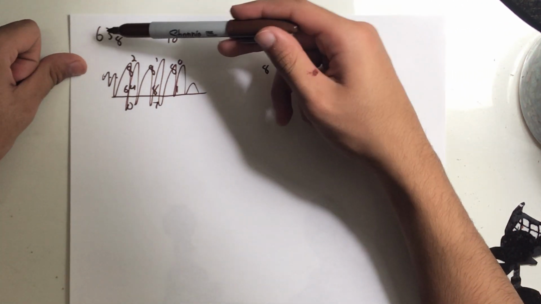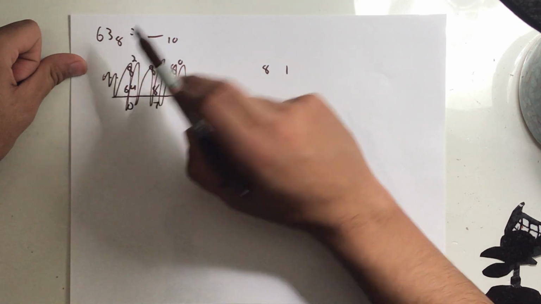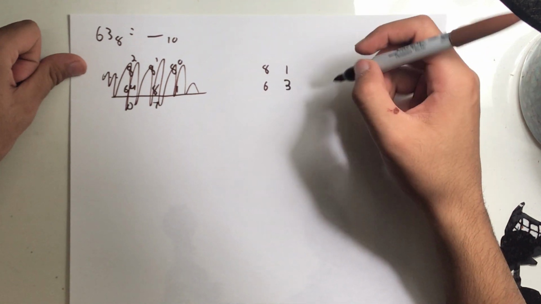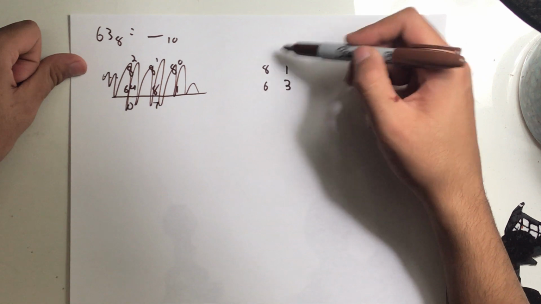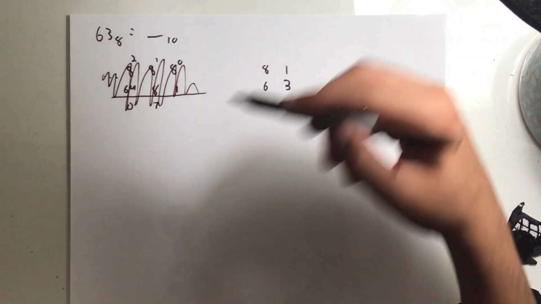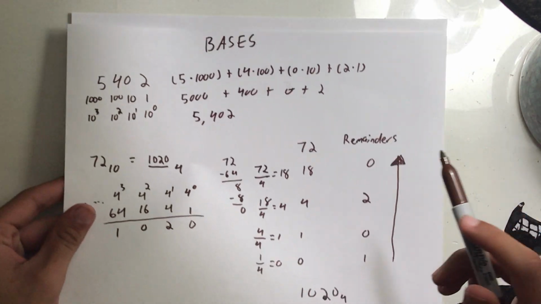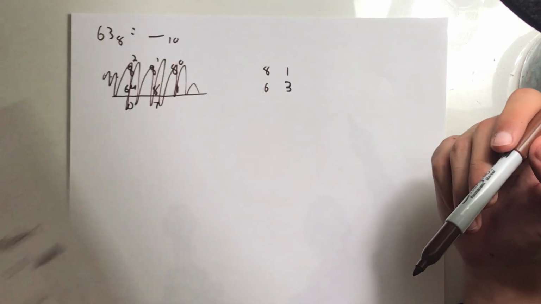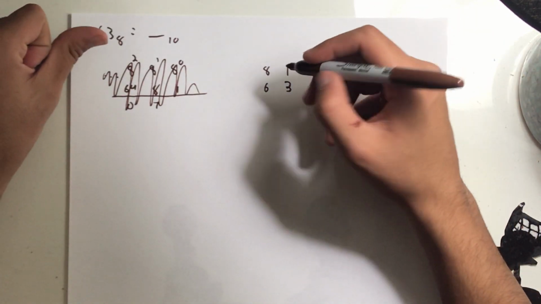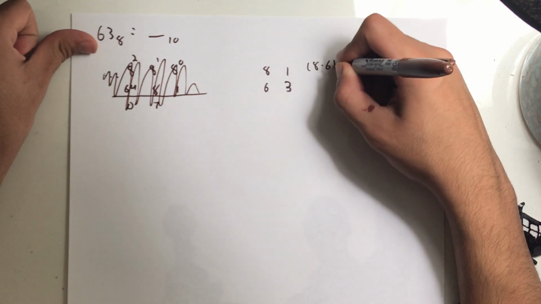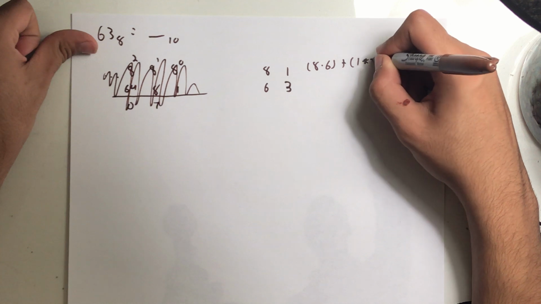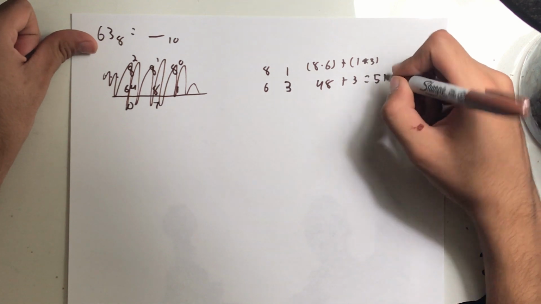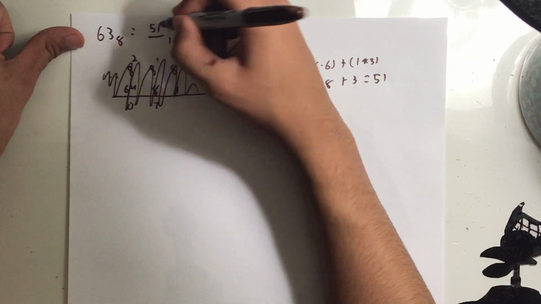Then what I'm going to do is write down the digits of 63 underneath the 8 and the 1. And now we're going to multiply these numbers and then add them to each other, just like we did in this example right here. We multiplied them and then we added them. Same thing applies here. So 8 times 6 plus 1 times 3, which is 48 plus 3, which is 51. So 63 base 8 equals 51 base 10.